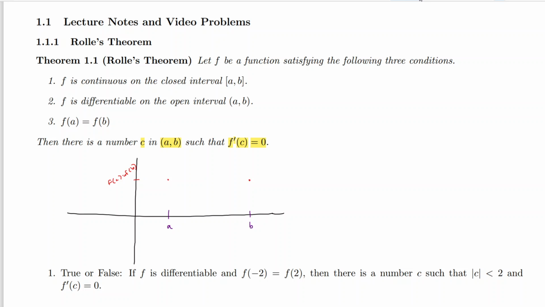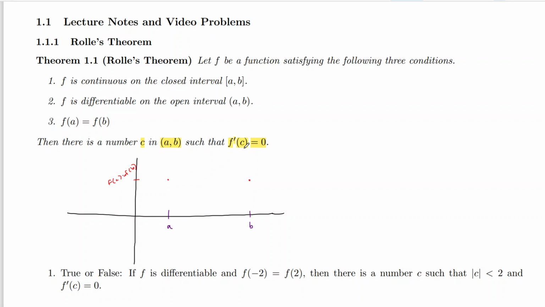Now what's really important here is that you have to satisfy the first two conditions. Well, you have to satisfy all the conditions, but you can definitely draw pictures where these y values are equal, but if you don't satisfy these two conditions, then this doesn't need to happen, right?